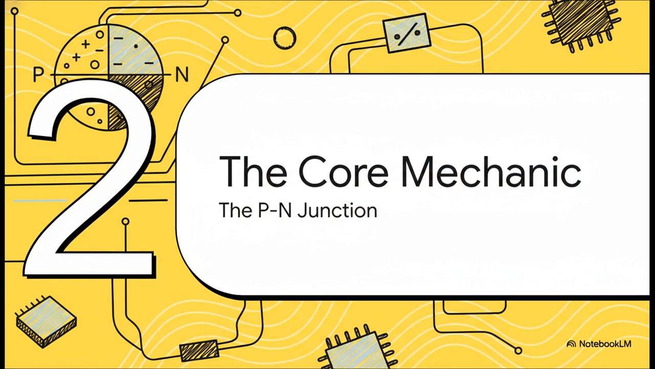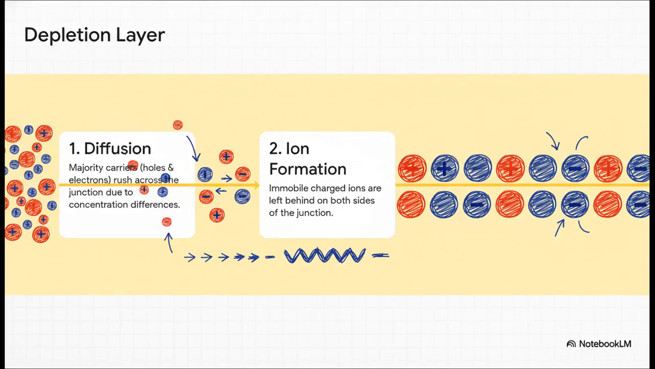All right, so we've got our P-type and our N-type materials. What happens when we actually stick them together? Well, we get the P-N junction. And this is the fundamental building block for pretty much every semiconductor device you're ever going to need to know about. Imagine 2 crowded rooms right next to each other. One's full of electrons, the other's full of holes. The second you open the door between them, what happens? They rush across to the other side.